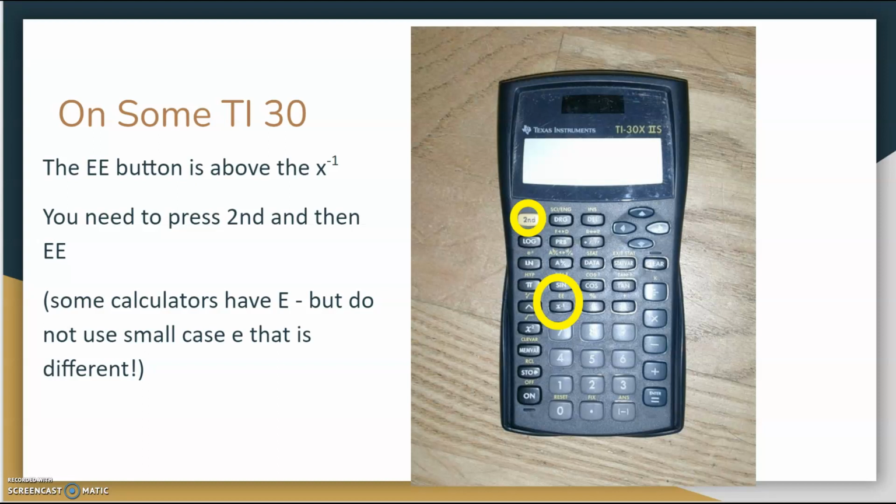I have two TI-30 calculators, and one has the EE button and one does not. So if you look at this calculator and if you blow up the screen, there is an EE button, but it's on the second. So you have to push the second and then the x to the -1, and that gives you the EE button. Some calculators shorten that EE button with a single E, but be careful, do not use the little e button because that is a different matter altogether. So make sure that you do not use that.